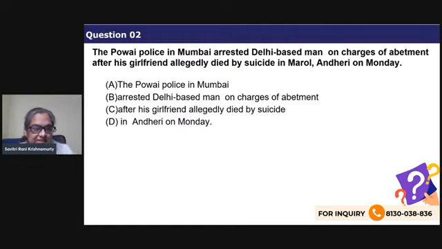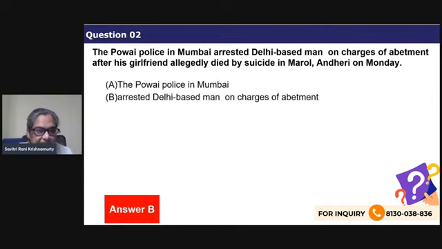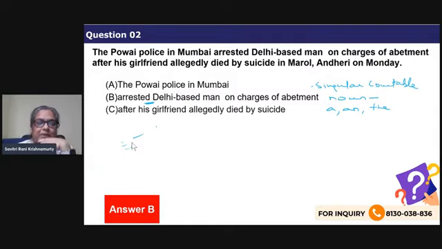Indeed, it is B, arrested a Delhi based, it cannot be just Delhi based, arrested a Delhi based man. The rule is before any singular countable noun, that means a noun that can be expressed as a number, you have to use an article, either a, an, or the, depending on the context. Here, some one person was arrested. So you'll say a Delhi based man on charges of abetment after his girl allegedly died by suicide.